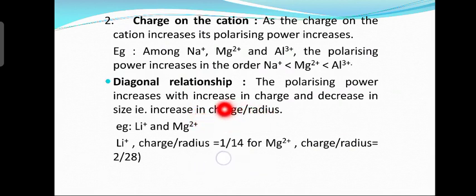With increase in charge and decrease in size taking place, that is an increase in charge by radius ratio. For lithium ion Li plus, the charge by radius ratio is 1 by 14, and for magnesium 2 plus, the charge by radius ratio is 2 by 14. 2 by 14 is nearly equal to 1 by 14 only. So this is known as a diagonal relationship.